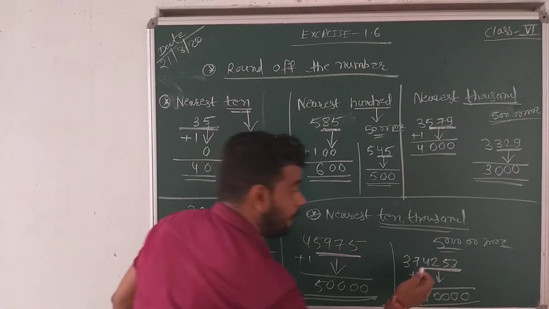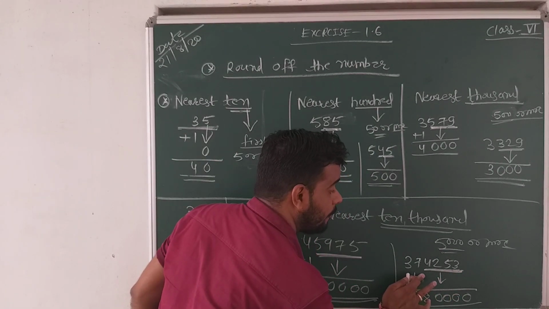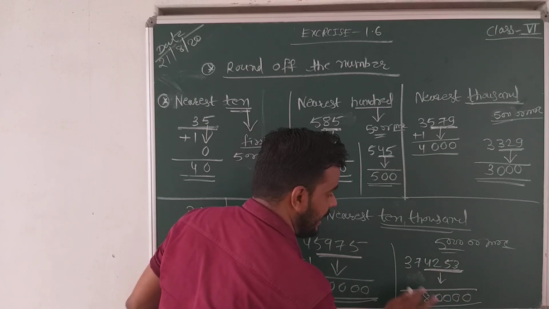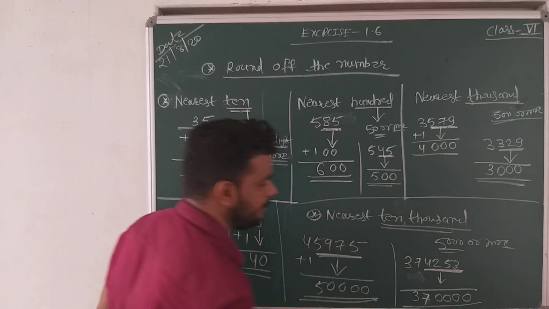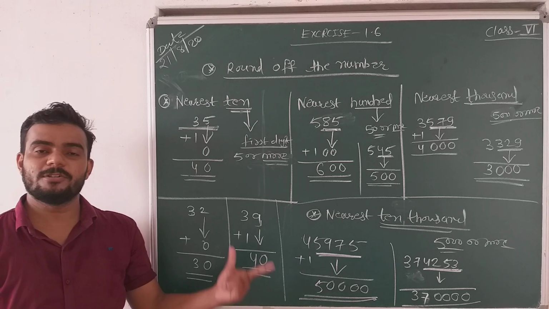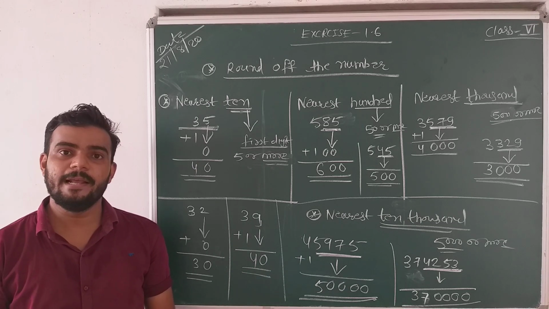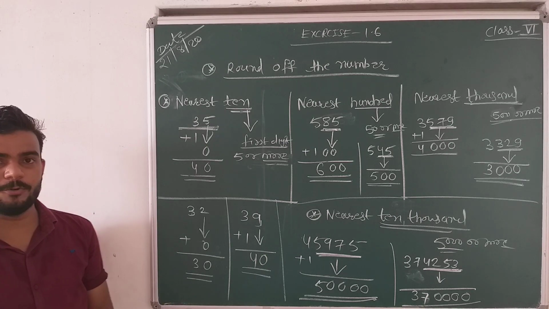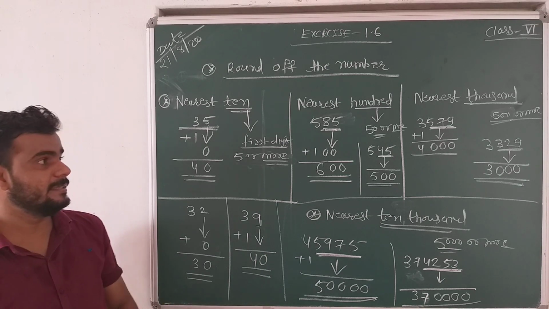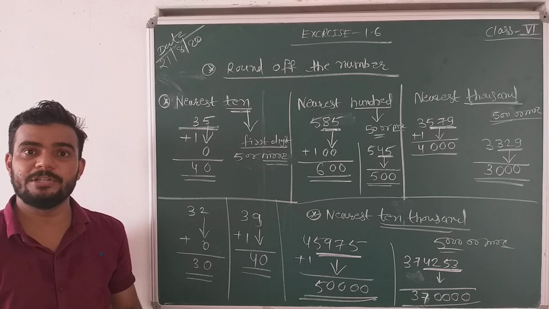Sorry, 4253 is less than 5000, so no need to add any number, so directly 37,000 is your round up. Okay, so this is the way to round up the following numbers: nearest 10, nearest 100, nearest 1000 and nearest 10,000. Okay, take the screenshot and write it as it is in your notebook.